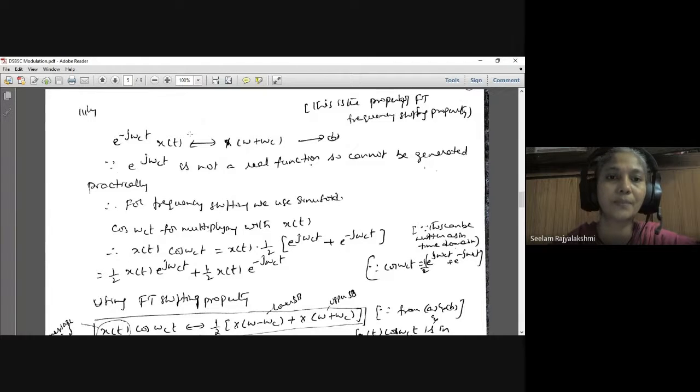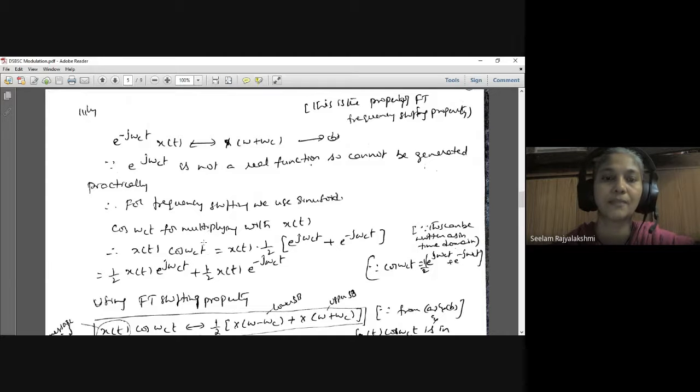That means we are multiplying the message signal, or this modulating signal, with cos omega ct. So x of t into cos omega ct, where the value of cos omega ct is nothing but 1 by 2 (e power j omega ct plus e power minus j omega ct).